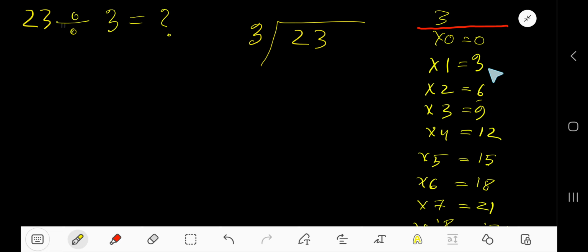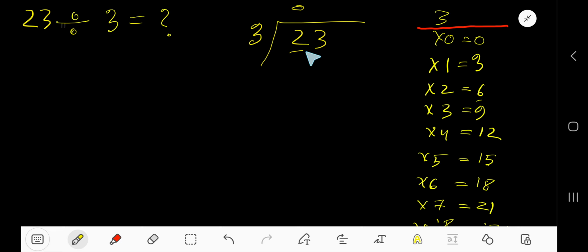0 plus 3 is 3, 3 plus 3 is 6, 6 plus 3 is 9, 9 plus 3 is 12, 12 plus 3 is 15, 15 plus 3 is 18, 18 plus 3 is 21. This is the easy way to find the multiplication table of 3. Just add 3. 3 goes into this 2 how many times?